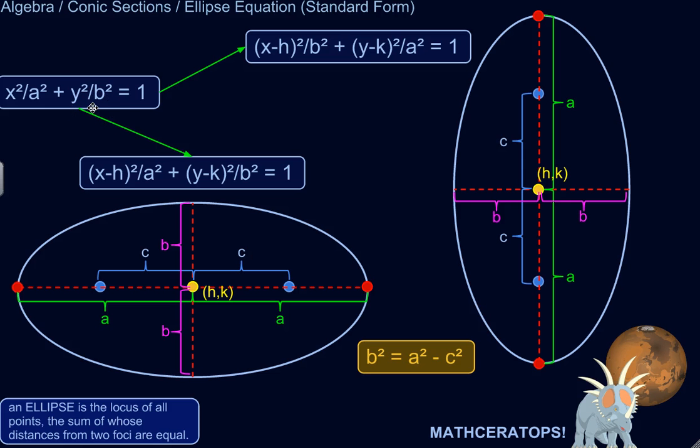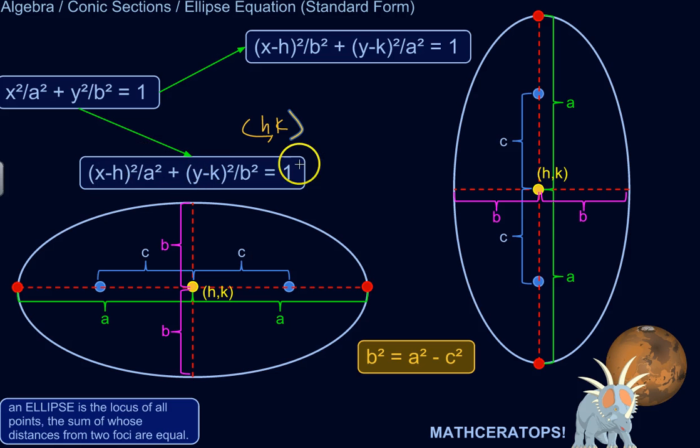But if it's not, then you get the standard form where it's shifted to where the center is (h, k). So if the center is something that's not the origin, it's the point (h, k), then the equation would be something like this. So here's the standard form equation for a horizontal ellipse, where the major axis is horizontal. And here's a slightly modified standard form equation for a vertical ellipse, where the major axis is vertical like that. The difference is that you switch the a's and b's.